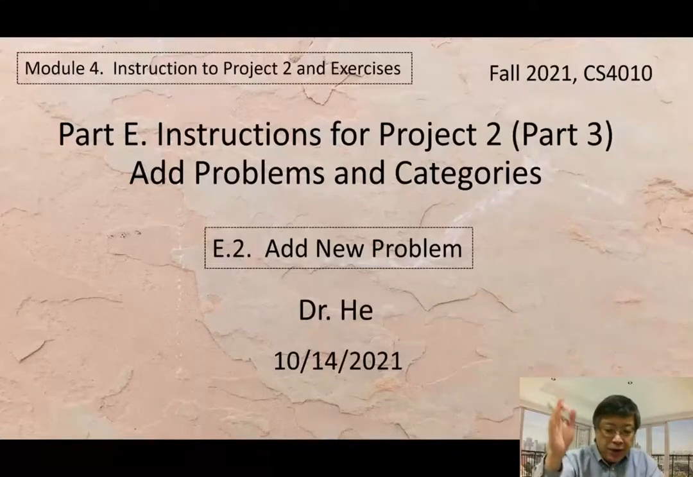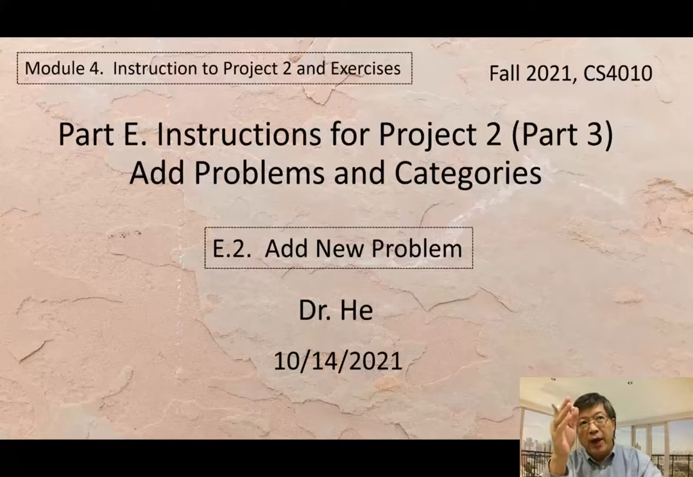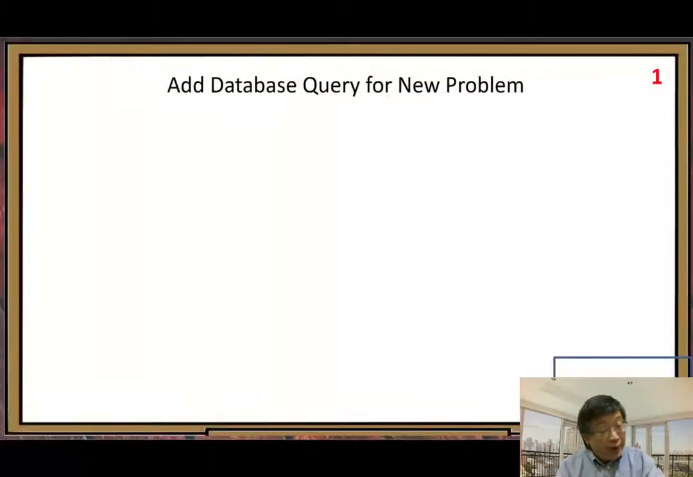E.2 Add New Problem. In this part, we will add new problems into the database. So we already have the table for the problem. So now we only need to insert a new problem into that table. All right, first, add a database query for new problem.